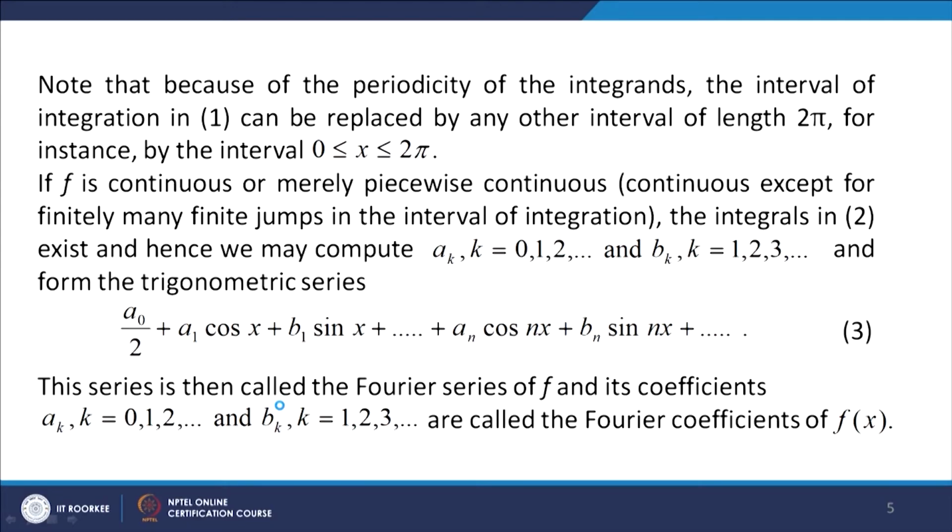Now, if f is continuous or merely piecewise continuous, by piecewise continuity we mean continuous except for finitely many jumps in the interval of integration, the integrals in (2) will exist. These integrals can be evaluated, and hence we may compute the values of a_k and b_k, and then form this trigonometric series a_0/2 + a_1 cos x + b_1 sin x and so on. This series is then called the Fourier series of f, and its coefficients a_k and b_k are called the Fourier coefficients of f.